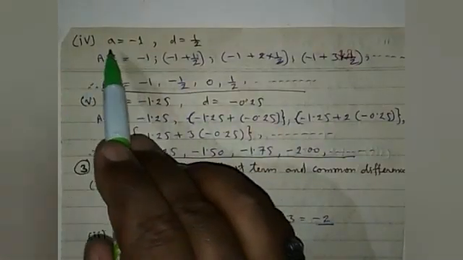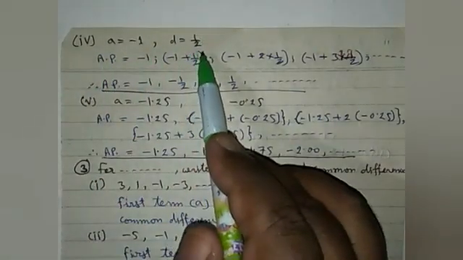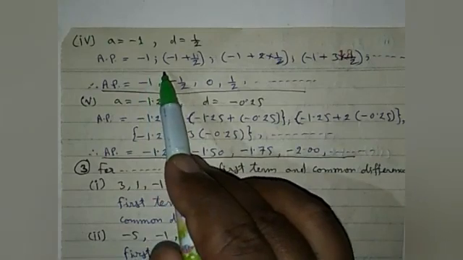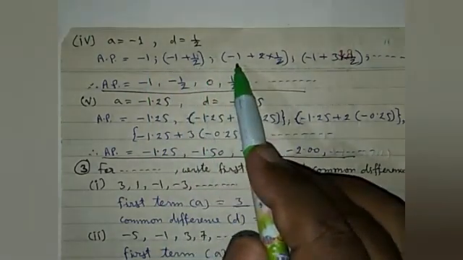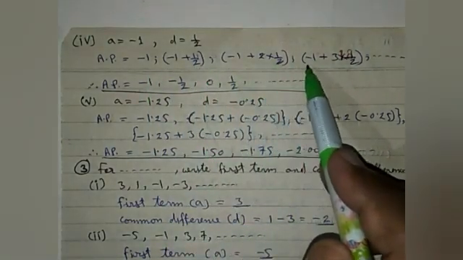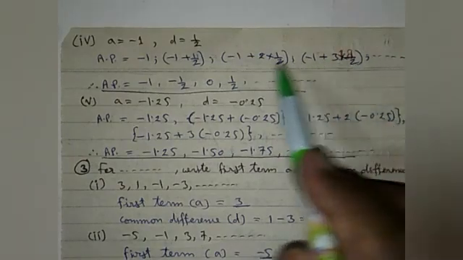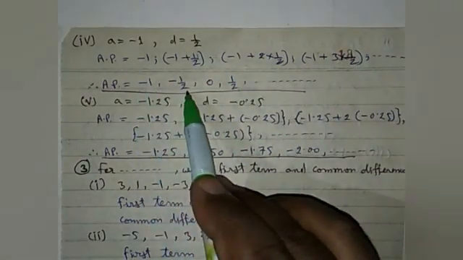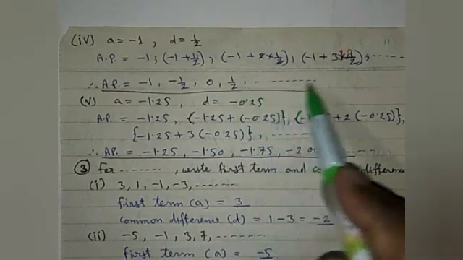Similarly, in fourth part, A equal to minus 1 and D equal to 1 half. So here AP will be minus 1, then minus 1 plus half, then minus 1 plus 2 into half, then minus 1 plus 3 into half. On adding, it will be equal to minus 1, minus half, then 0, then half and so on.